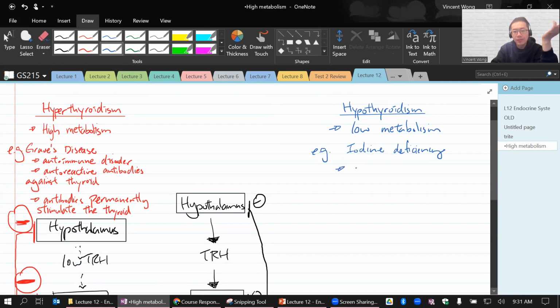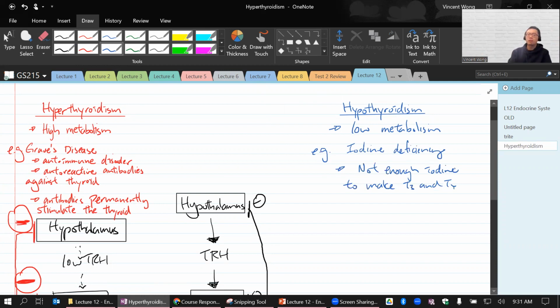And in this case, basically your body does not have enough iodine. Not enough iodine to make T3 and T4. Your T3 and T4 need iodine, right? So if you don't have enough dietary iodine, you can't make T3 and T4.